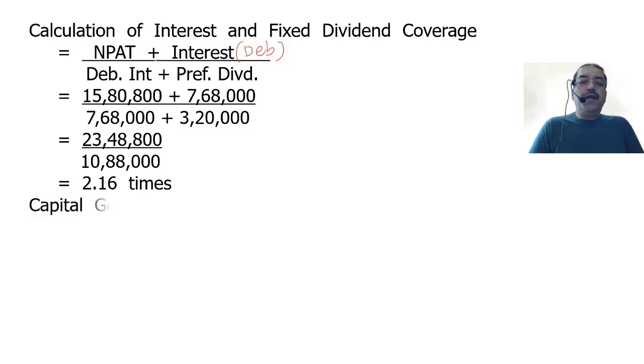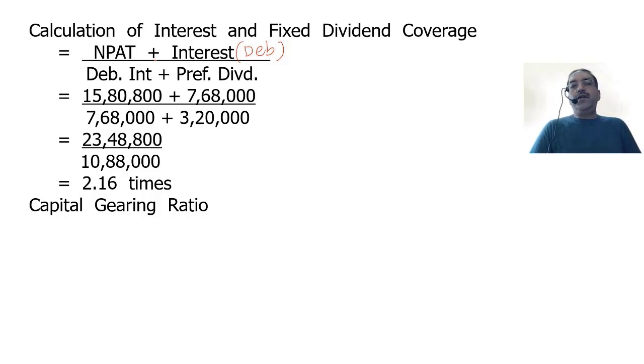Now, capital gearing ratio. Next one is capital gearing ratio. Actual formula is capital bearing fixed rate of interest or dividend upon capital not bearing fixed rate of interest or dividend. Now, it's such a big formula you have to learn. We'll simplify this. Capital bearing fixed rate of interest, debentures. Capital bearing fixed rate of dividend, preference share capital. So debentures plus preference share capital is the numerator.